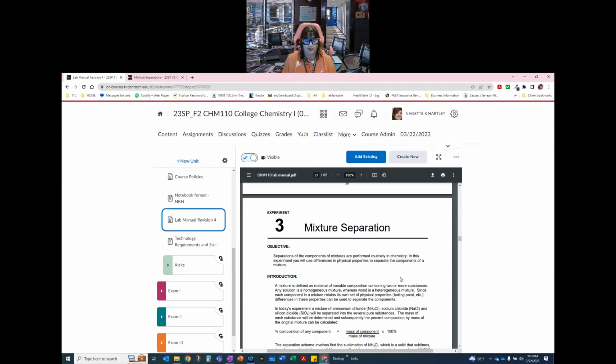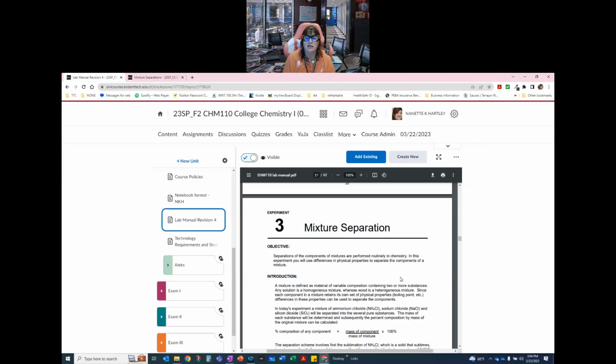And ways that we can do that is, if there are different solubilities, something will dissolve in water, something won't. We can use that as a way to separate them. Something will burn, something doesn't. We can do it that way. There are different ways that we can get these things separated. Usually that has to do with a physical change.